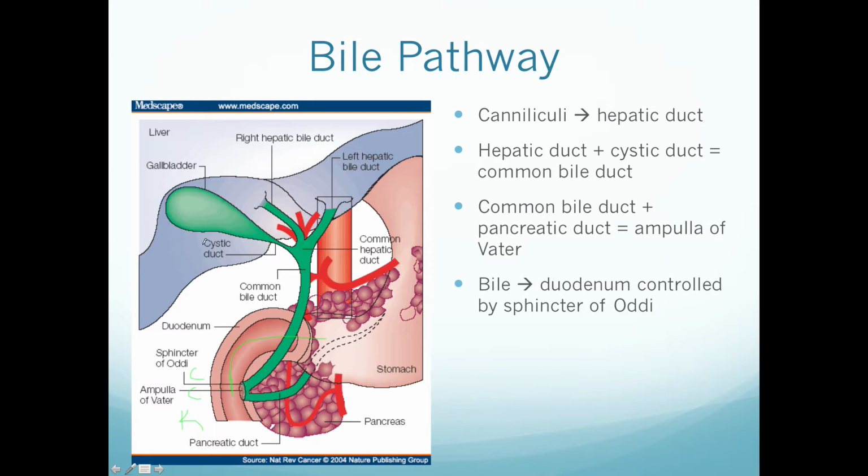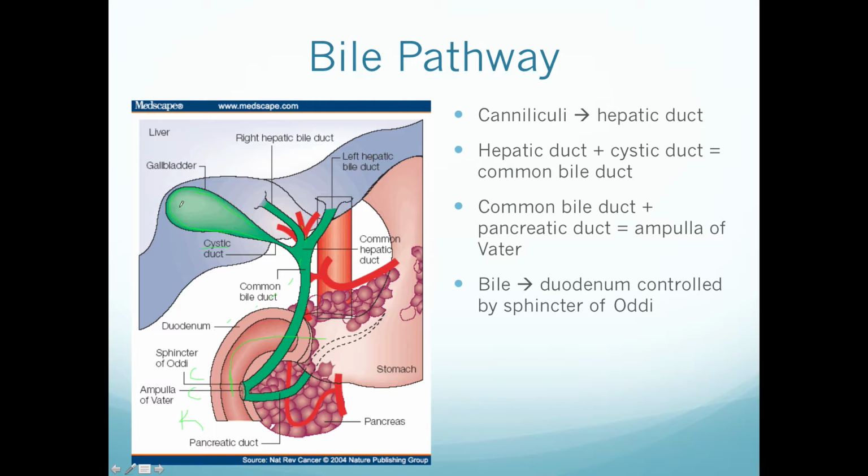Like cysto, see how it says cystic duct? That's referring to the gallbladder. So CCK, cholecystokinin, goes through the bloodstream, goes up here through these vessels, and it triggers the gallbladder to contract. It's covered in smooth muscle on the inside.